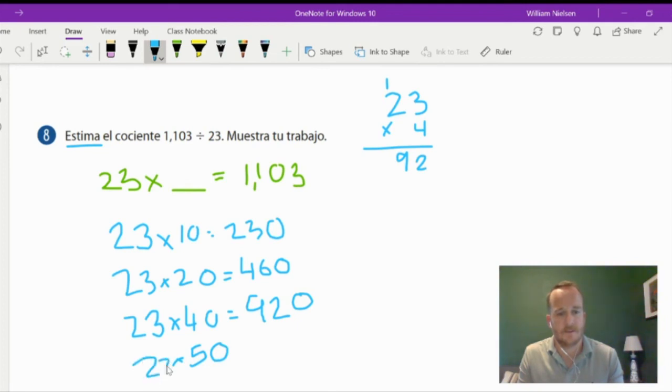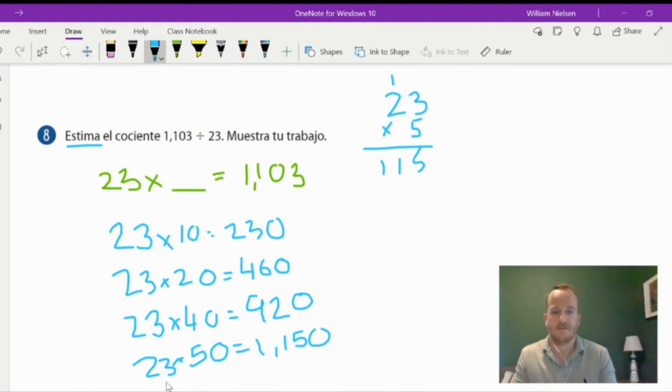Okay, 23 por 50. Pues va a ser un número mucho más grande, ¿no? 23 por 5. Vamos a borrar eso aquí. 23 por 5. 3 por 5 sería 15. Pongo mi 5 aquí. 1 aquí arriba. 5 por 2, 10 más 1, 11. Entonces tengo 1150, porque tengo que agregar el cero, ¿verdad? Entonces, se supone que mi respuesta va a ser entre 40 y 50. ¿Por qué? Porque 1103 es entre 920 y 1150.